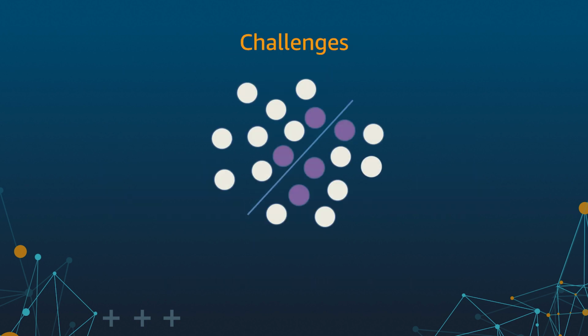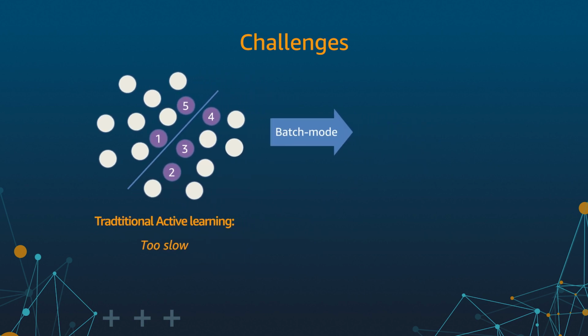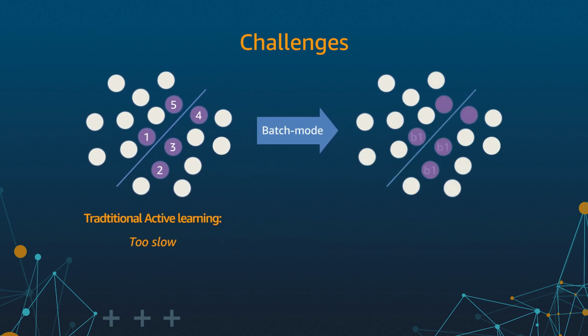For example, in the traditional active learning framework, we select one sample at a time, and then retrain the classifier with the newly added labeled data. This is quite slow, since we would need to retrain the model thousands or millions of times. This makes the traditional active learning approach prohibitive for our use case. Therefore, we need to use batch mode active learning, which can dramatically reduce the training time as it selects a group of samples at a time.